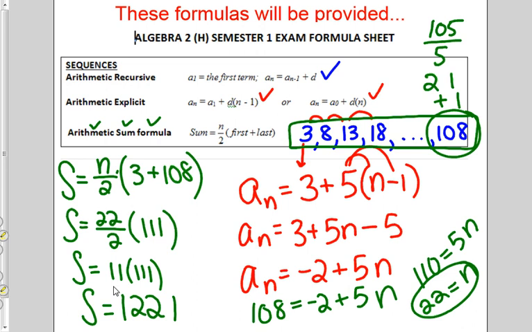So the difference in the formulas. Recursive is a way to come up with a formula that makes that sequence. Explicit is a way to get to any term using this red formula. The sum formula is what all the numbers add up to. Got it?